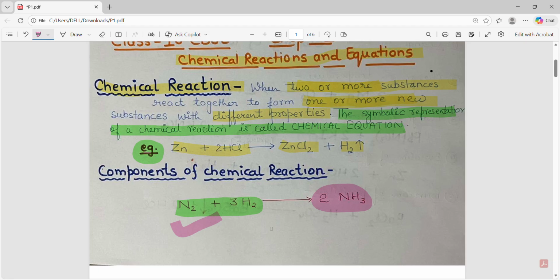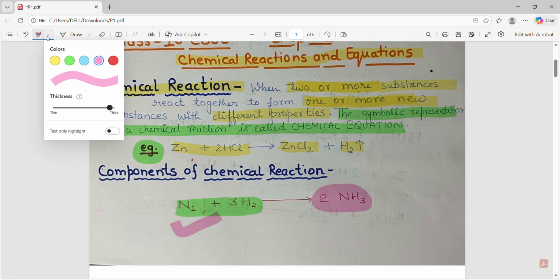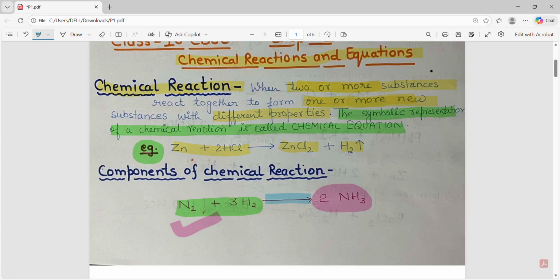You have to make it very clear that whenever you draw the arrow, you have to draw it from left to right, because this is the only way to present the reaction. If you reverse the arrow, this makes no sense. Okay, so this is about the reaction and components of a chemical reaction.